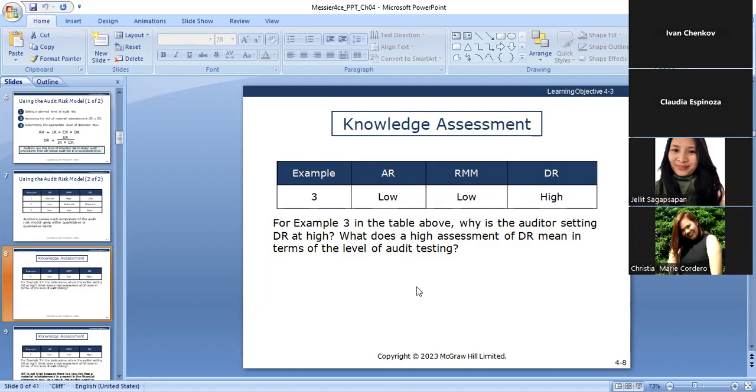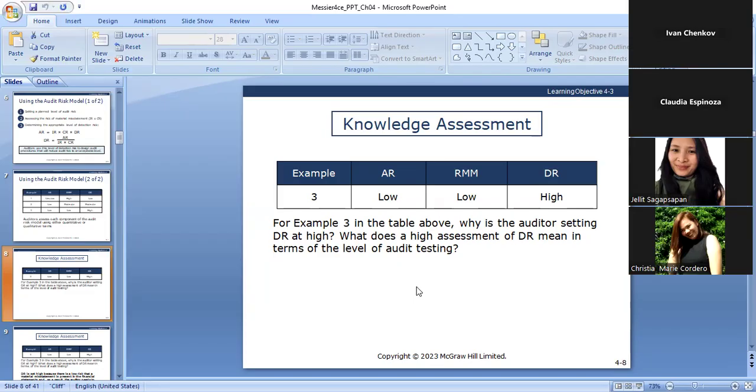Make sense? Obviously I can rely on internal control. If I can rely on internal control, then I don't have to put that many procedures. If I don't put many procedures, then the risk that I fail to detect something is going up. That's why the risk is high.